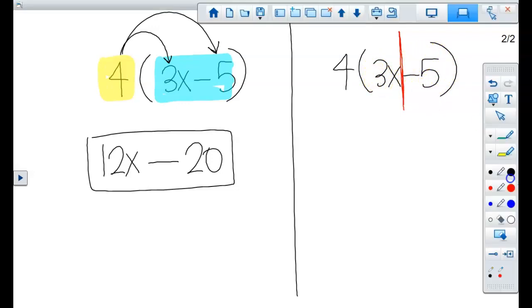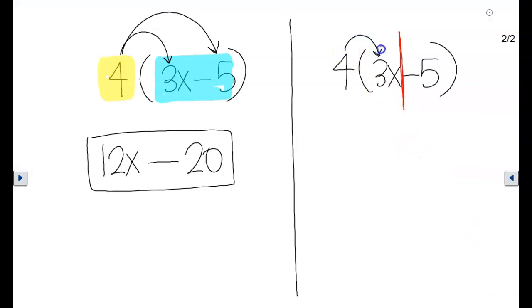So now I'm going to do what we would have always done. I'm going to take my 4 and multiply him by each member of my group. So I'm going to do 4 times 3x. 4 times 3 is 12. Reattach my x. Okay, now notice there's no sign here because I didn't take this minus and carry him down. There's no sign here. I'm waiting on that sign.